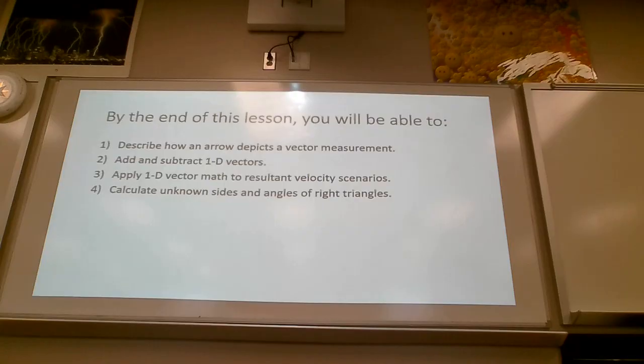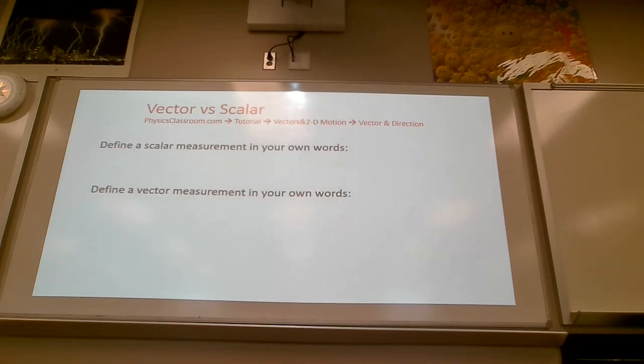Unit 3, two-dimensional motion, lesson 1. By the end of this lesson, you'll be able to describe how an arrow depicts a vector measurement, add and subtract one-dimensional vectors, apply one-dimensional vector math to resultant velocity scenarios, and calculate the unknown sides of a right triangle.